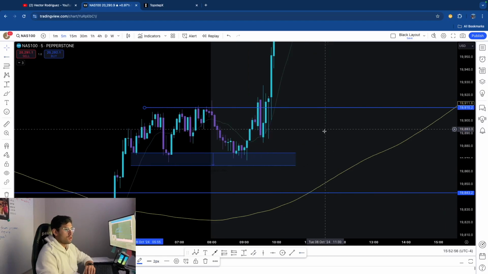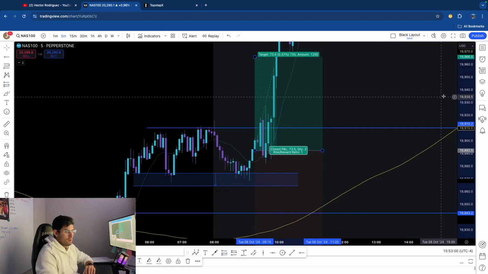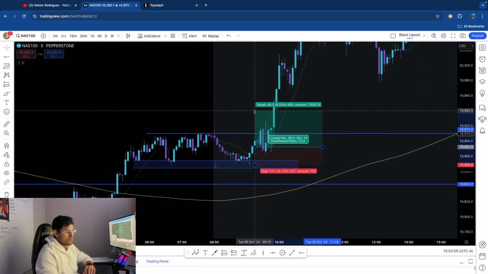That was our break of structure. We took our trade. I'll just highlight it real quick. We took our trade right there, set our stop loss right there, and we went close to a 1 and 2, somewhere around there.